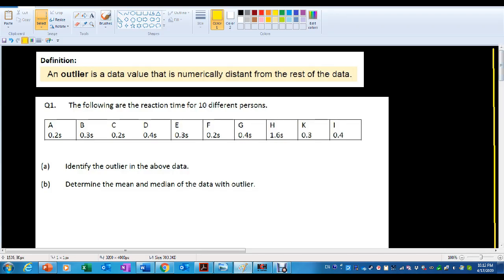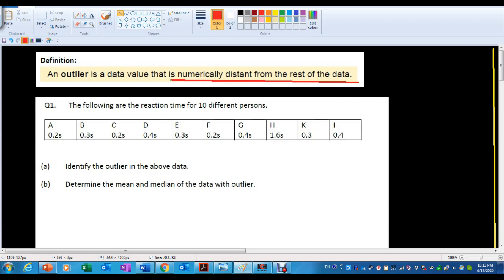Okay, so this is lesson 2. It's about outliers. We're going to learn something about outliers, and also we need to compare the mean and median in the coming video. First, what's an outlier? An outlier is a data value that is numerically distant from the rest of the data, right?